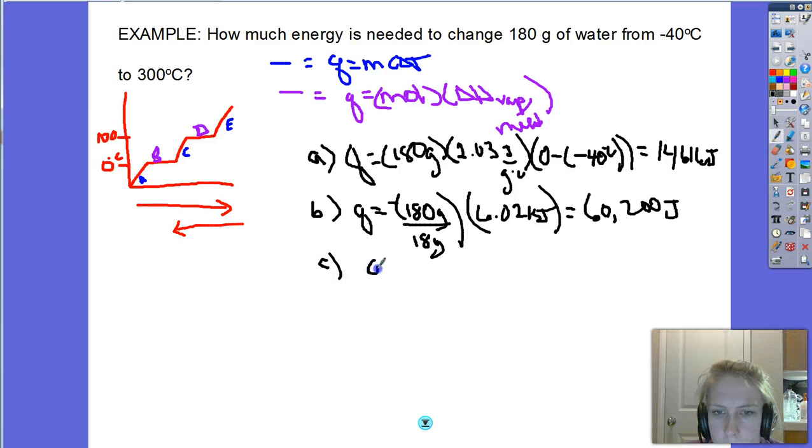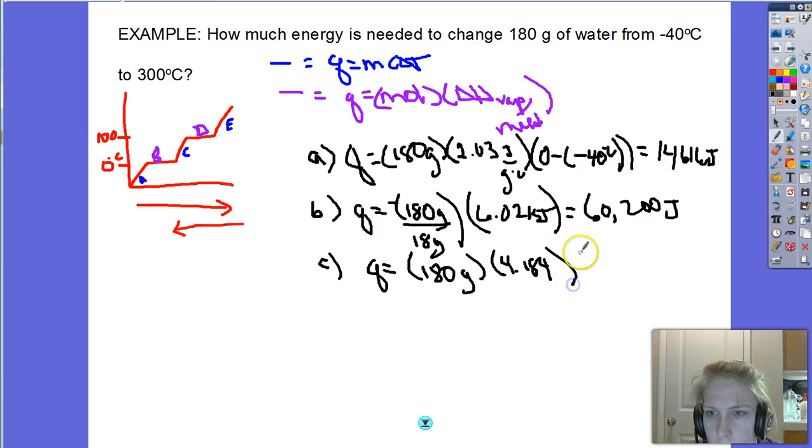Now C, once again we do have a temperature change, so we're using Q equals mc delta T, same mass. Now we have the specific heat of liquid water, which is 4.184, and our temperature change, this time our final is going to be 100 degrees and our initial is going to be 0. If we multiply all that out, we get 75,312 joules.